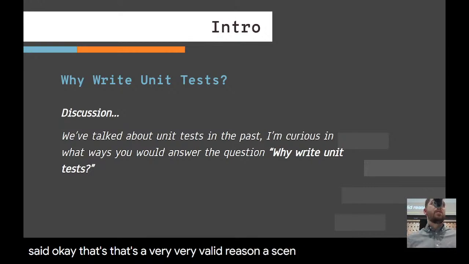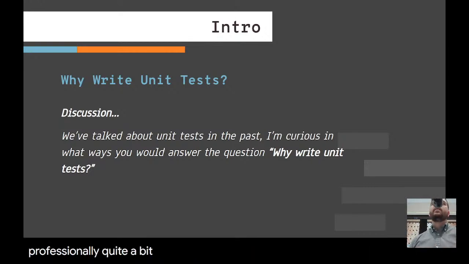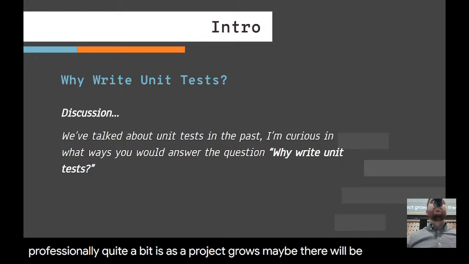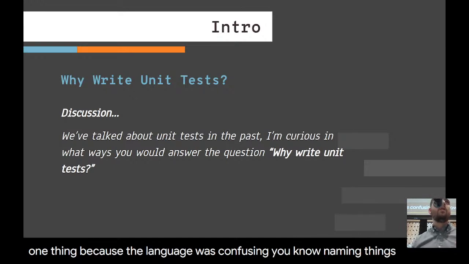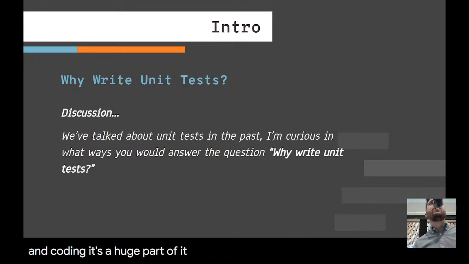A scenario I find myself in professionally quite a bit is as a project grows, maybe there'll be a new requirement, and it could be something simple like, oh, we need to rename this one thing because the language was confusing. You know, naming things is hard in coding. It's a huge part of it, and so you go through your application and you change like 30 files. You change what this thing is named.